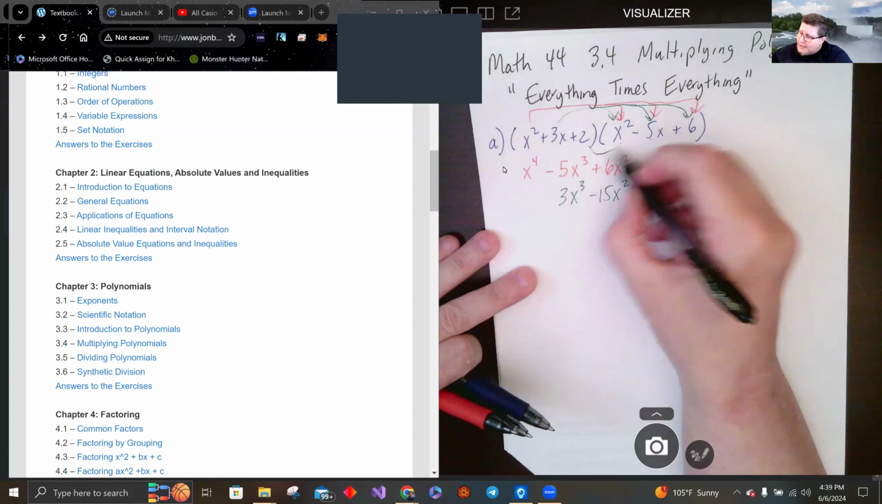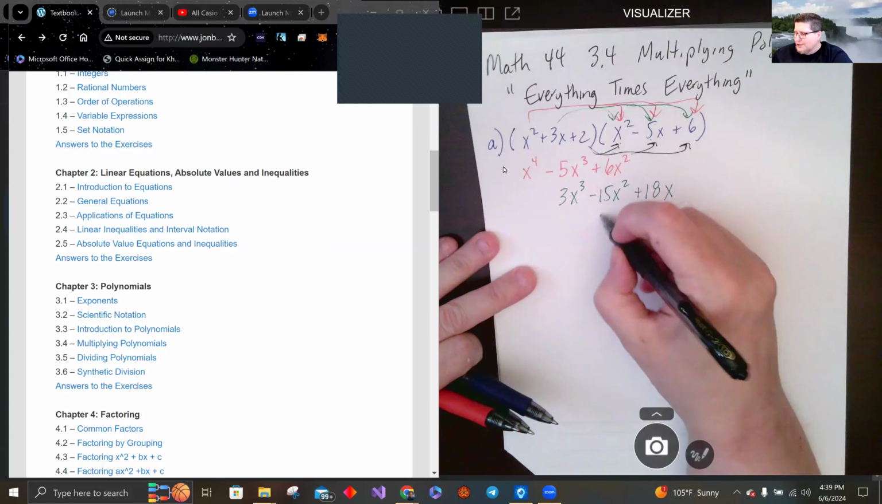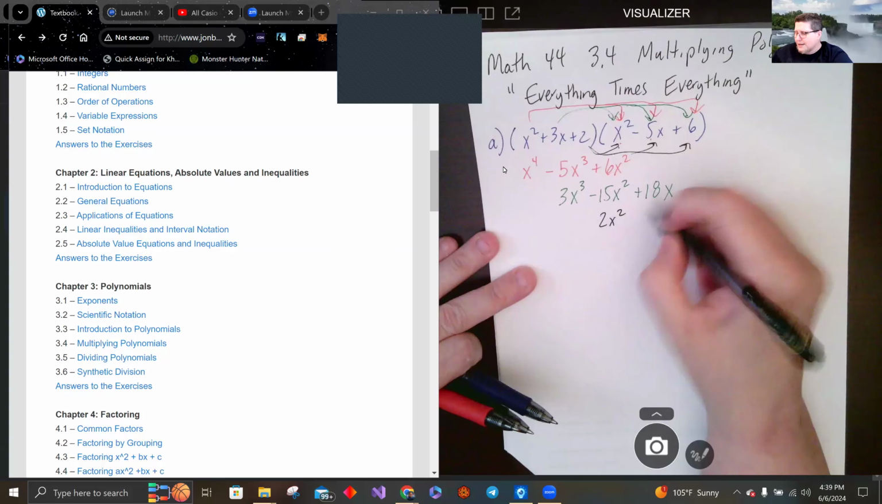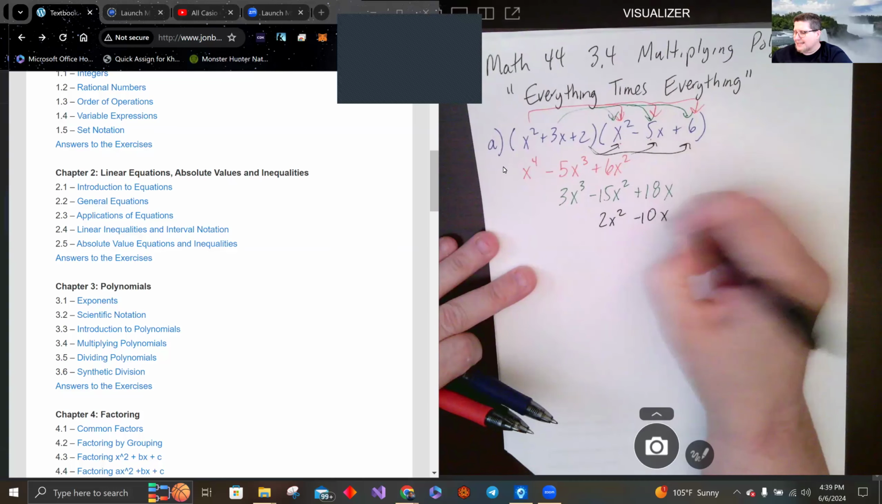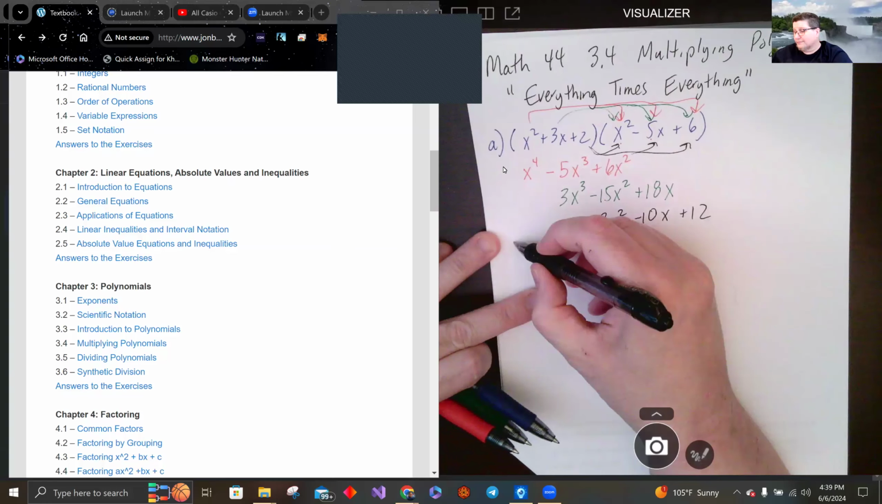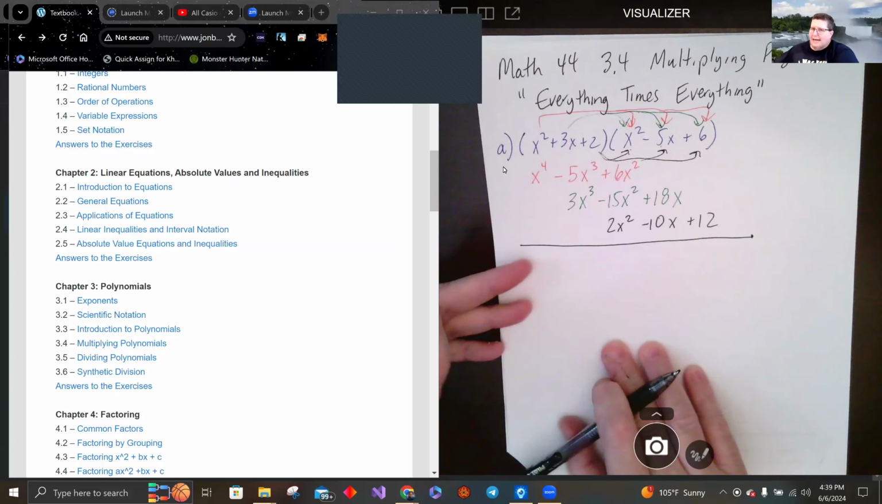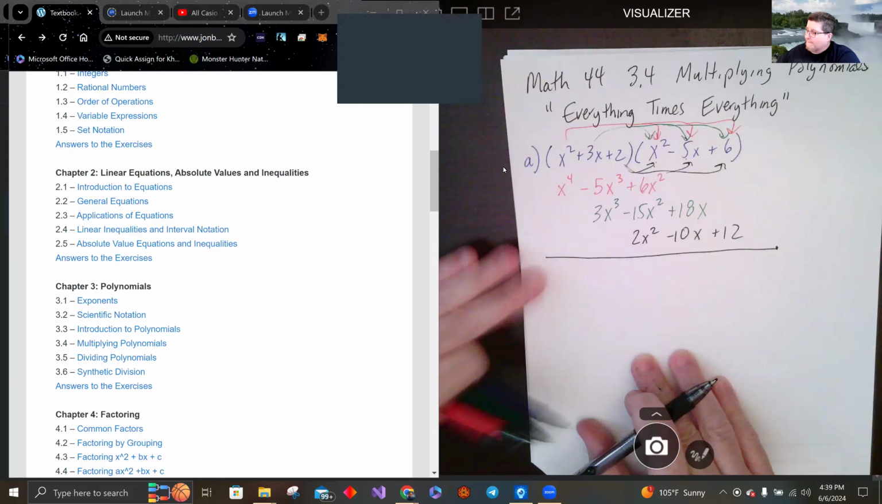And finally, we're going to distribute the 2 times everything. 2 times x squared is 2x squared. 2 times negative 5x is negative 10x. And 2 times 6 is 12. Now we add them vertically.